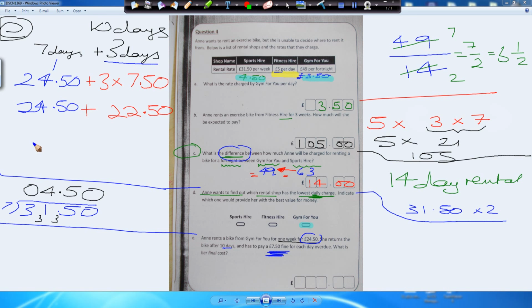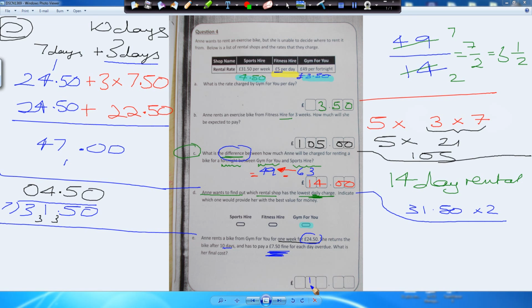Okay, here we go. Now £24.50, and we've got to add to that our £22.50, and that will give us. Okay, so 50p and 50p will give us £1. £24 add £22 will give us £46, add the £1 pound.